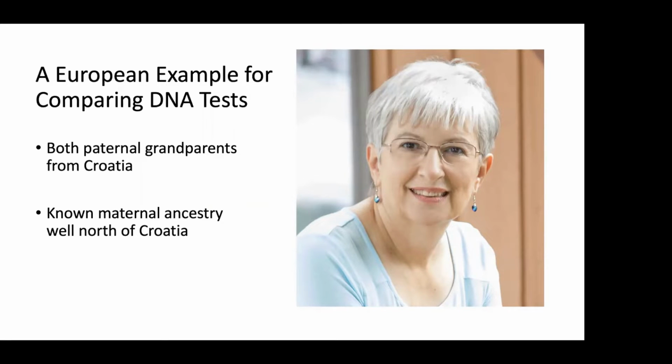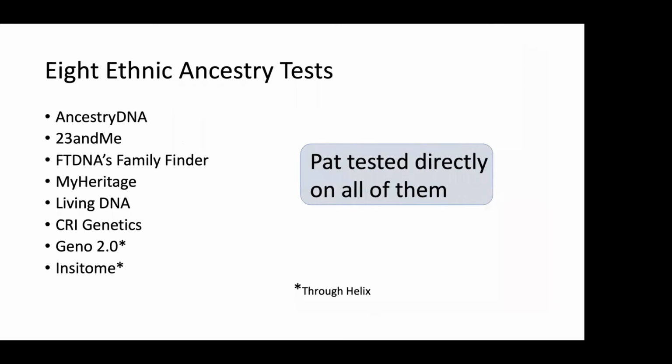So let's test one person on every major test and compare the results. My own ancestry is mostly British, way too narrow for interesting comparisons. My wife, Pat, on the other hand, has a great mix of ancestry for comparing DNA results. Both of her paternal grandparents were born in Croatia, so we can expect 50% of her ancestry to be from regions that include Croatia. That gives us a good standard for comparison. Her known maternal ancestry comes from England, France, and Germany.